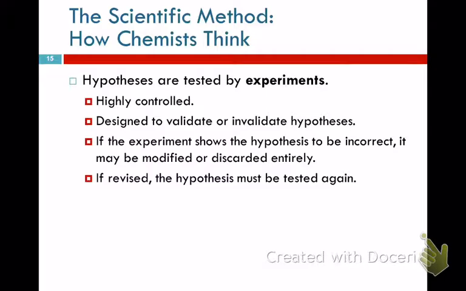Now, when you do an experiment, it's got to be highly controlled. And usually, when we say you do an experiment, you do more than one experiment. You do multiple experiments. And in each experiment, you either try to replicate what you just saw, or you change 1 or 2 variables and see how that affects your experiment.